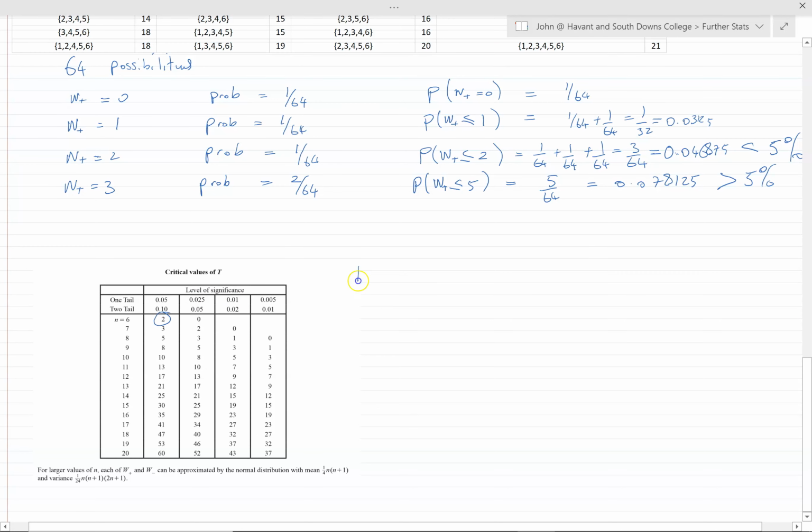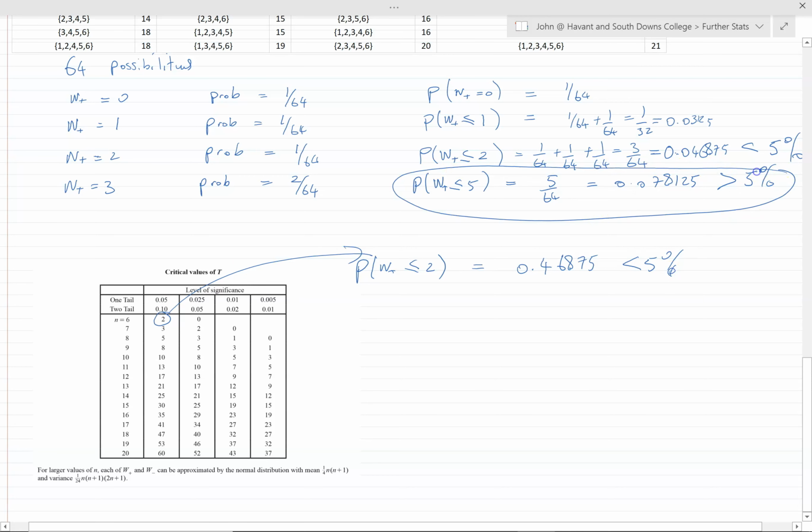The probability of W plus being less than or equal to 2 is equal to 0.46875, which is less than 5%. So that number corresponds to that, because it's just about getting under the boundary, because the next one doesn't. Had we had an extra column there with a one-tailed test of 10%, then 3 would have been included in it. So in other words, if we had a 10% one-tailed test, 3 would be the critical value there, because this is less than 10%. Okay, so that's the way it works.